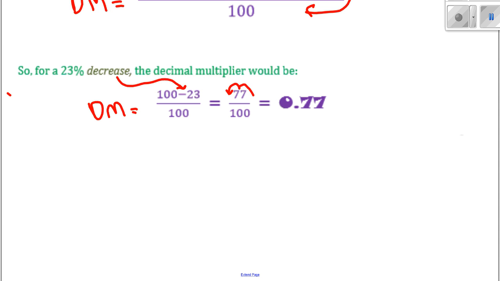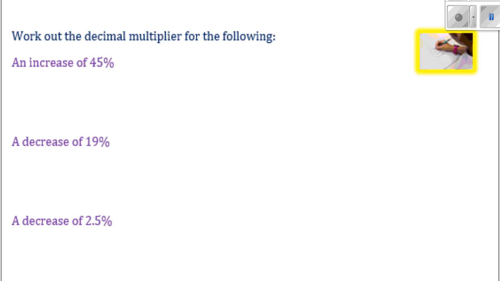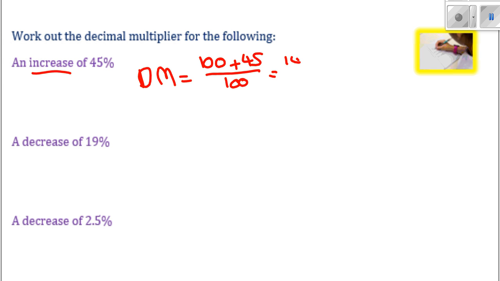Now, why do we bother to find these? It's so that we can find out the new value. But to begin with, let's work out our decimal multipliers. It's an increase of 45%. So our DM equals, it's an increase, so 100 plus 45. To turn it into a decimal, divide by 100. Equals 145 over 100, which simplifies to 1.45. That's our decimal multiplier.